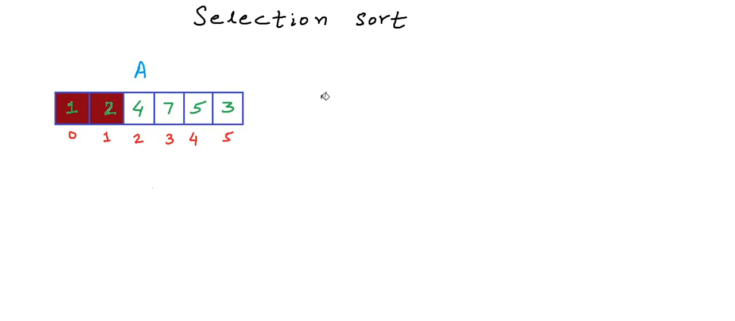This is how things will look after swapping. So the second minimum goes at the second position, which is index 1. And now we have to look for the next minimum in index range 2 to 5.